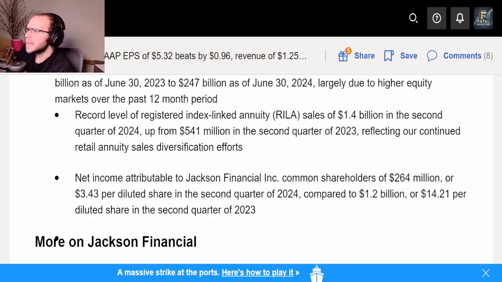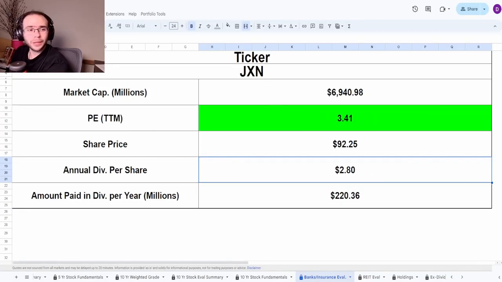Net income attributable to Jackson Financial's common shareholders of $264 million or $3.43 per diluted share in the second quarter of 2024, compared to $1.2 billion or $14.21 per diluted share in the second quarter of 2023. So now let us jump into the spreadsheet. Now, guys, this company is a bank, right? It's a diversified bank.